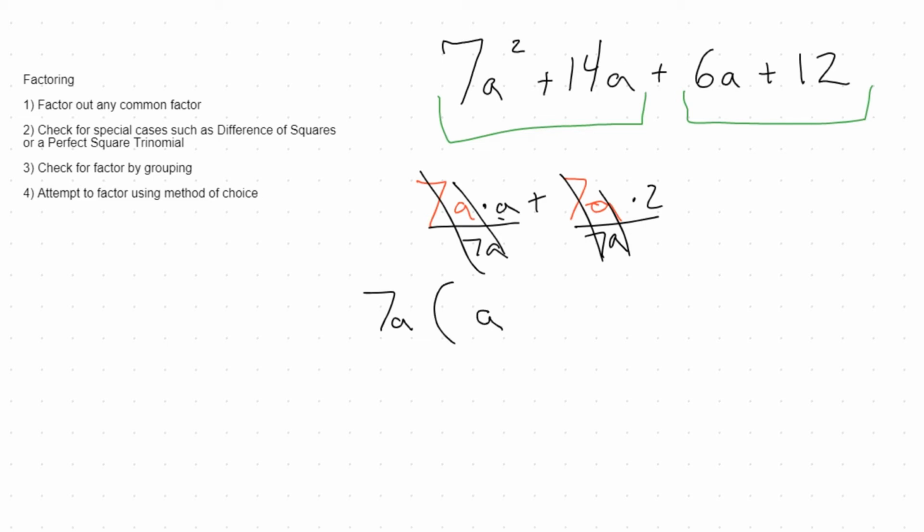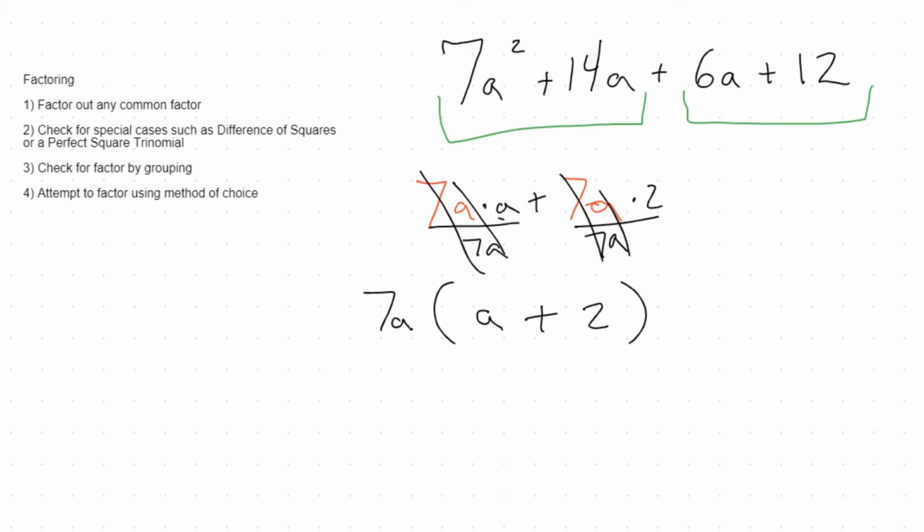We just bring down the a here, and we bring down the 2, because the 7a is canceled out. So we can prove that this is right by multiplying it back. 7a times a gives us 7a squared, plus 7a times 2 gives us 14a. So that's true. Now let's move on to the other piece of this, which was 6a plus 12.